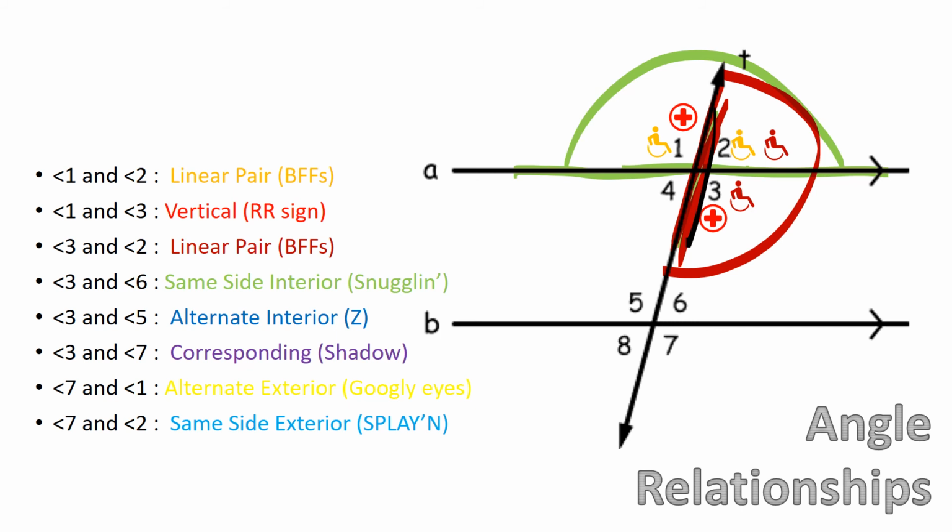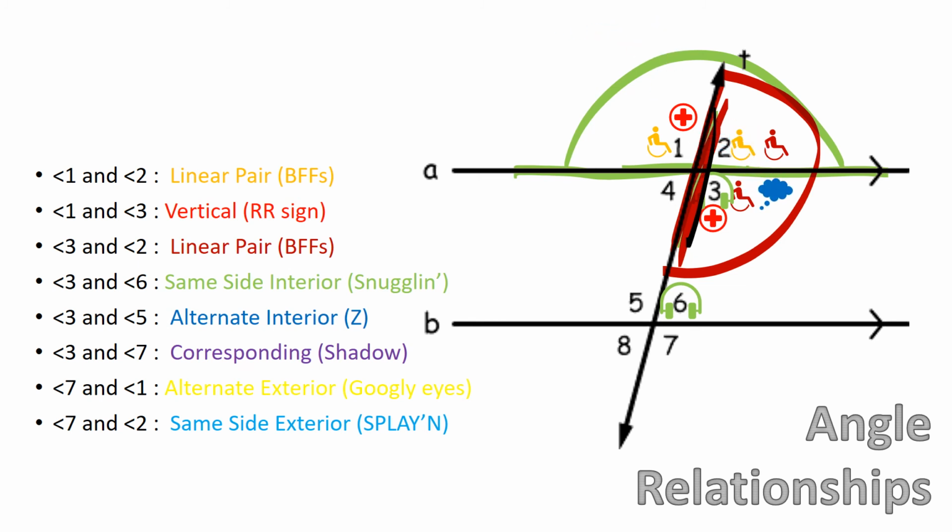Number 4, same side interior. So for angle 3 and angle 6. So here is angle 3, here is angle 6. They almost look like corresponding, but they're not. They're snuggled up close to each other right there with no line in between them.